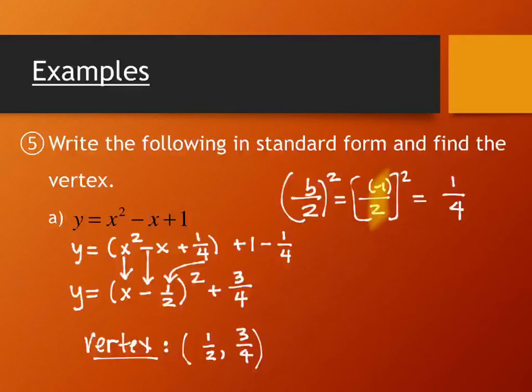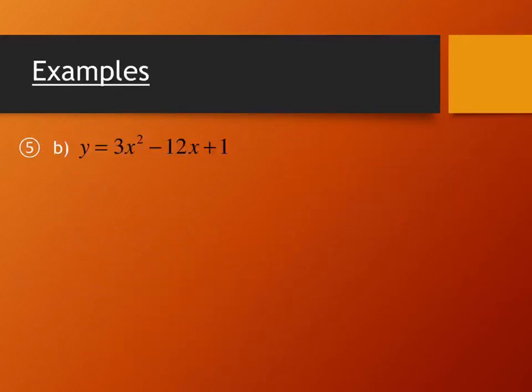Okay. How is part B different? There is a number in front of the x squared. And that actually makes it be treated really different. We will treat it very differently because of that. Let me show you what we will do.